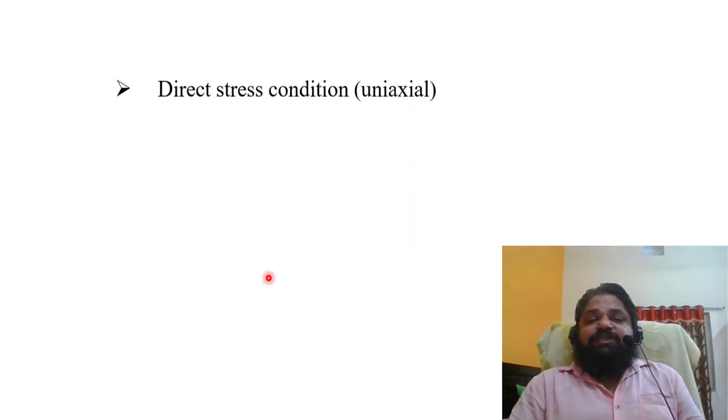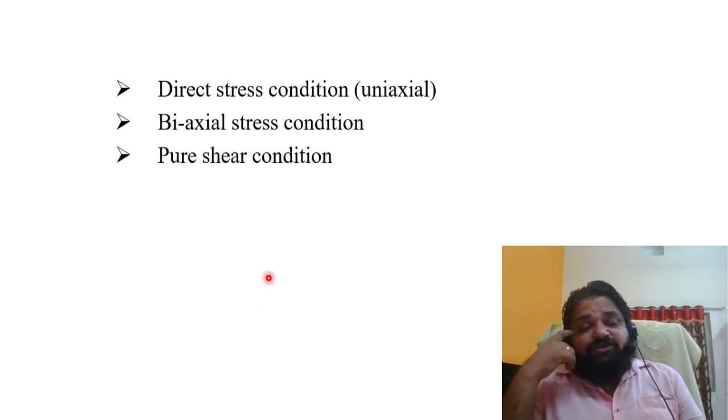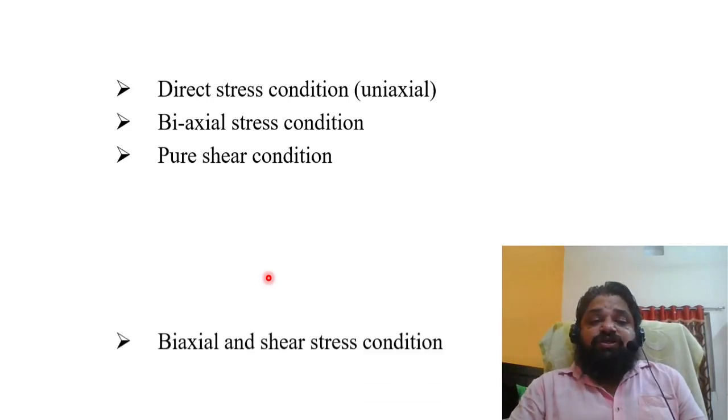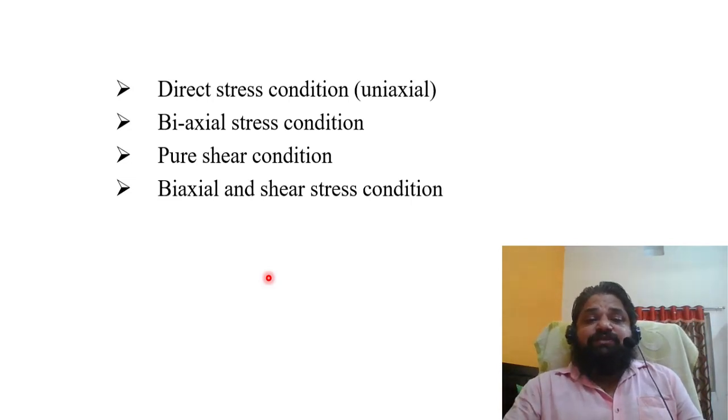Now, under these principal stresses, there are four major conditions for 2D cases, or 3D cases also. We are talking about only 2D here, and four major conditions may arise. One is the direct stress condition, that means only uniaxial direct stress. One is the biaxial direct stress condition, or pure shear, or biaxial and shear stress condition. I'll not go one by one. I'll talk about two different cases, that means direct stress as well as biaxial stress condition.